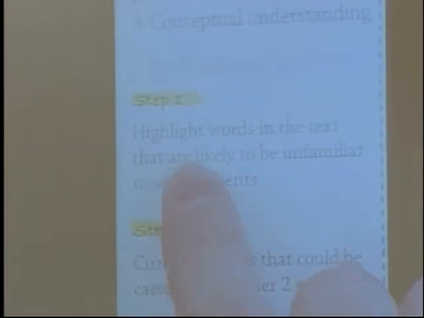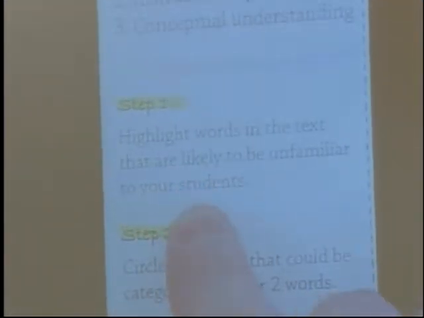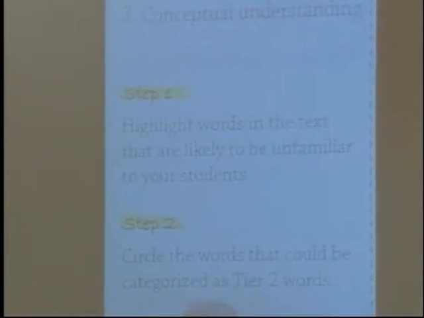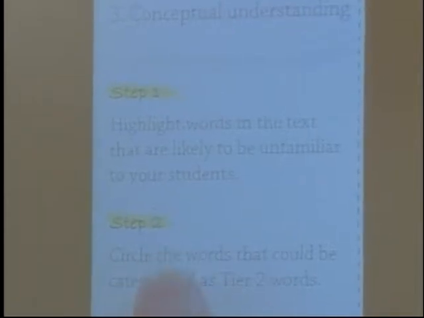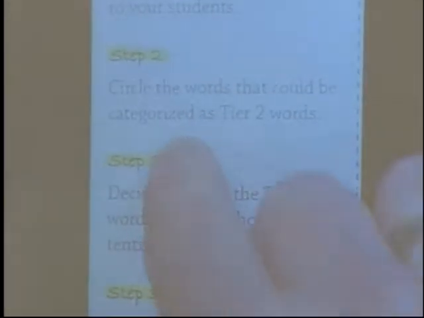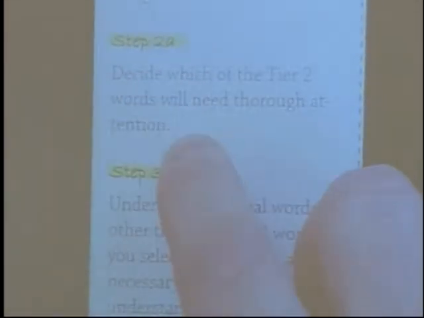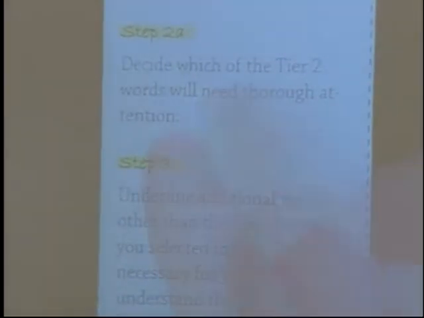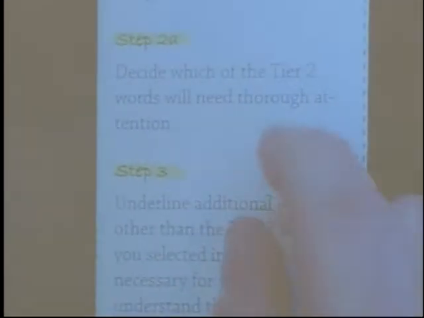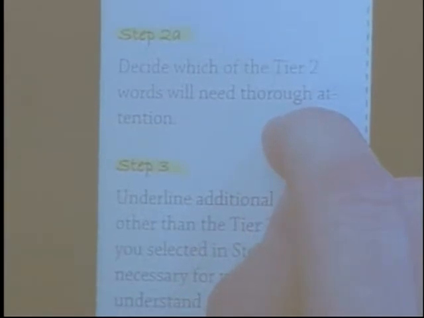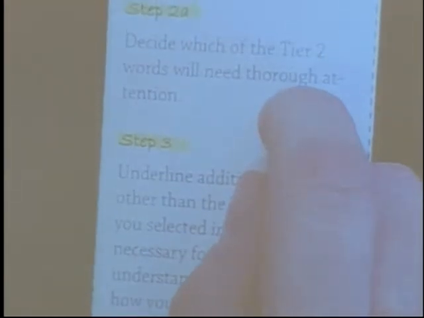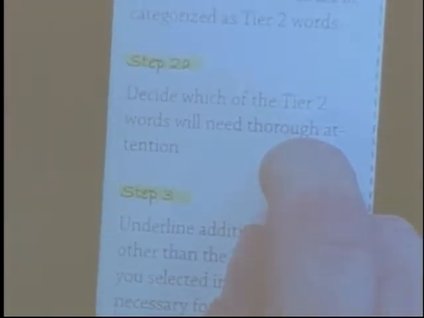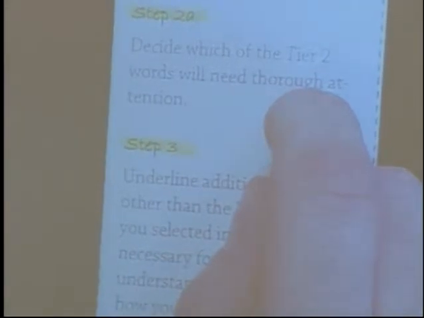Step 1, highlight words in the text that are likely to be unfamiliar to your students. Did we do that? We did that in session 1. We are confident that we can move on. Step 2, we circled the words that could be categorized as tier 2 words. Yes? We did that. Then, step 2A, of those words, we pulled out words that we're actually going to put through that explicit routine, that 6-step vocabulary routine. Okay? We noted them. We have them written down on a sticky note off to the side of the text. We know what words we are going to explicitly teach for that week.